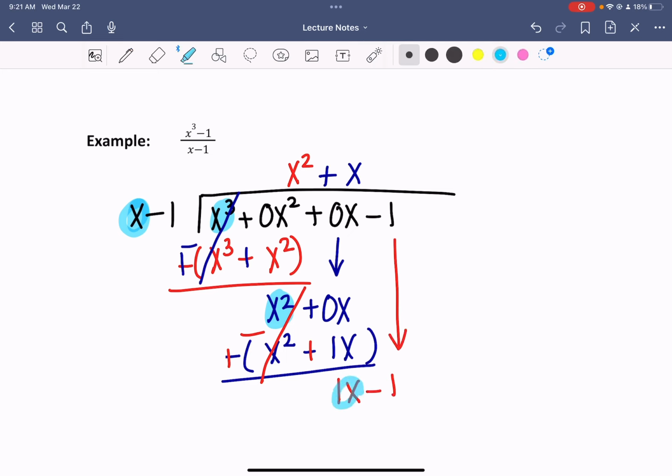Last time, compare it. I knew it was the last time because I need a space right here of something. So that means I'm going to do a plus 1 here. 1 times x gives me x minus 1. Make sure you subtract that whole thing. Change all your signs. That gives you a remainder of 0.